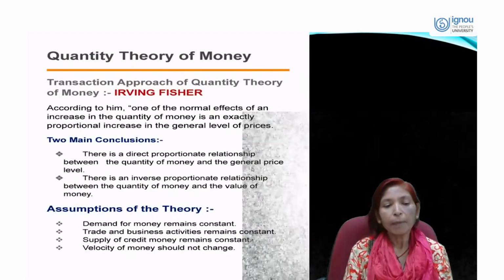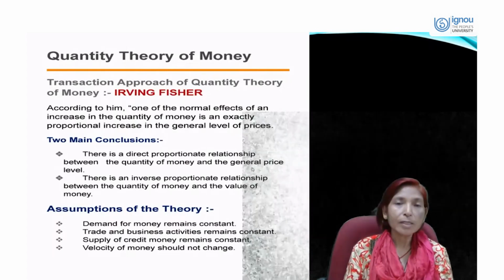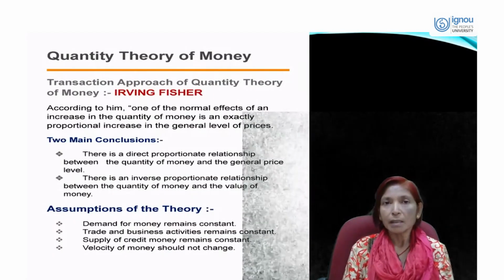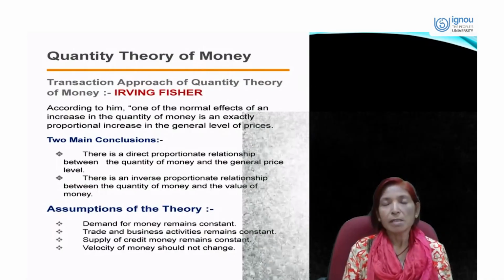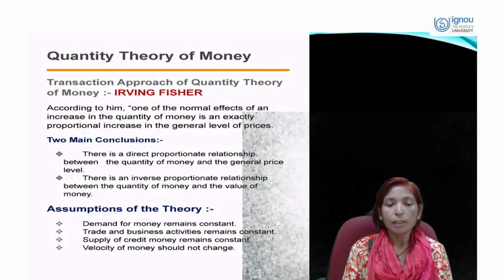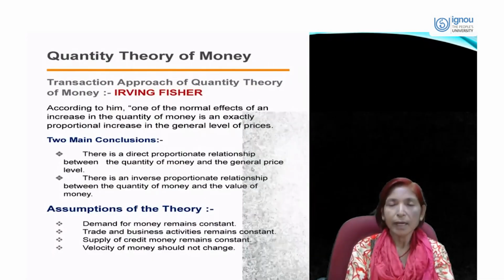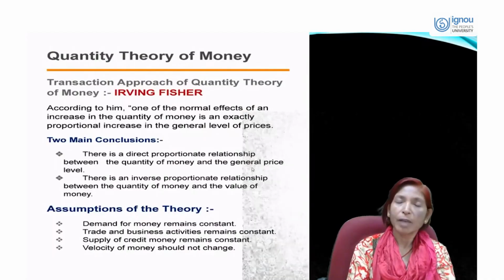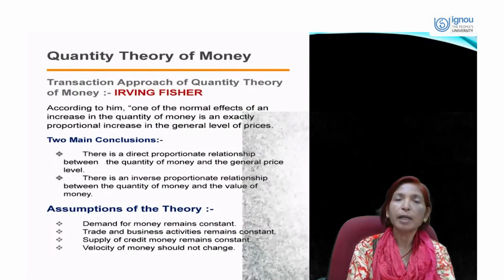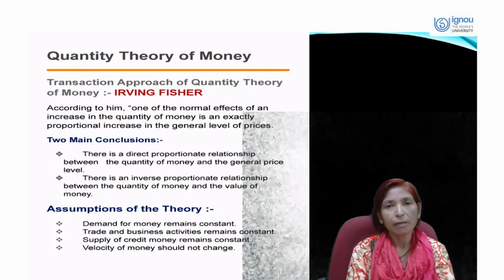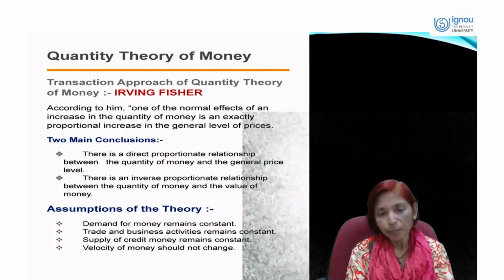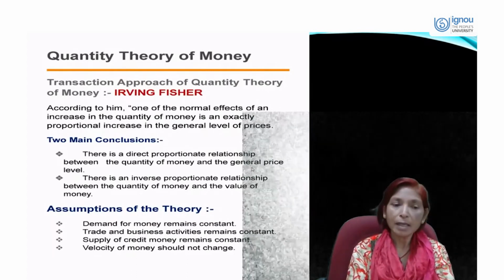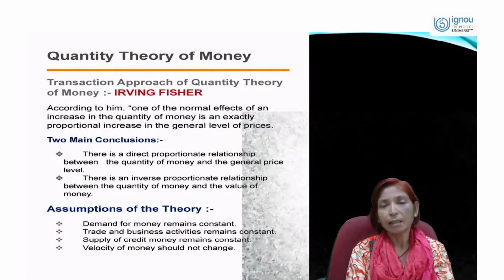Third, supply of credit money should also remain constant. Supply of credit money means credit creation, which is the main function of commercial banks, and according to Irving Fisher it should also remain constant. But you know that a commercial bank's main function is to create multiple credit, to create more money with the help of existing money. So supply of money can never remain constant, but this theory assumed that supply of credit money remains constant.